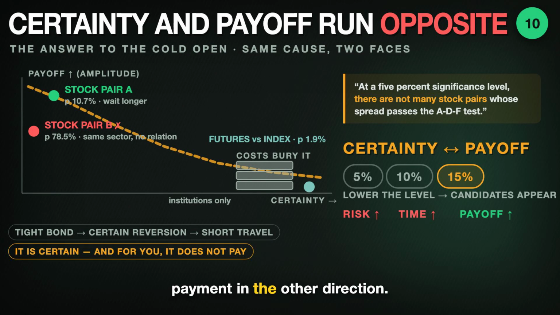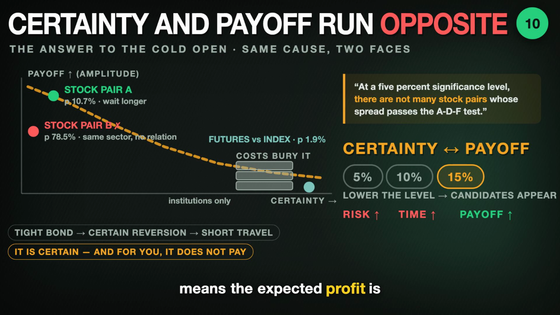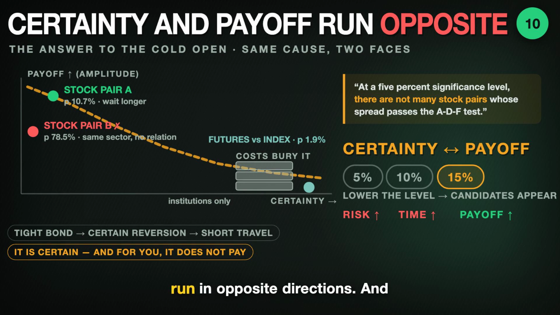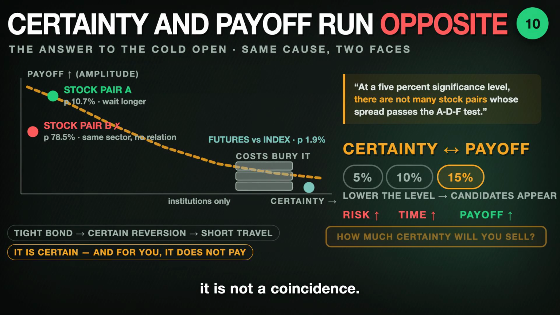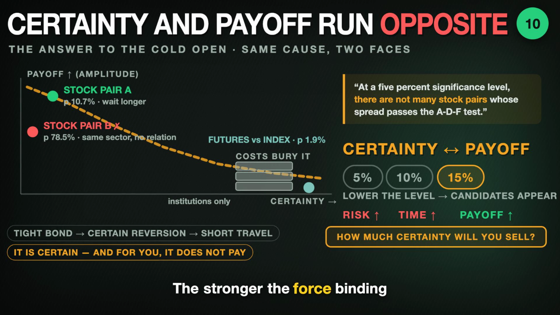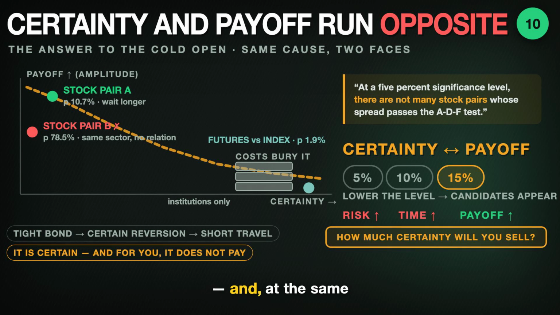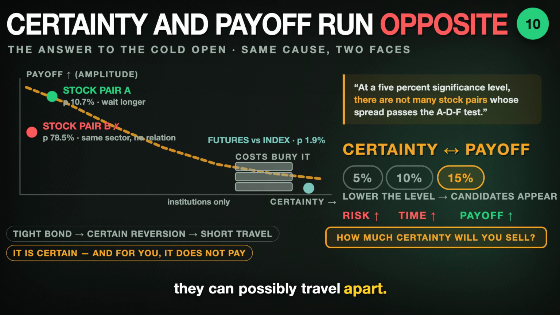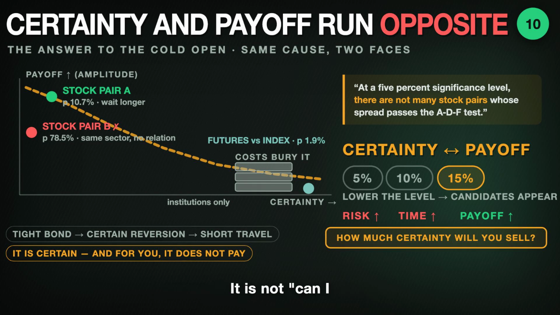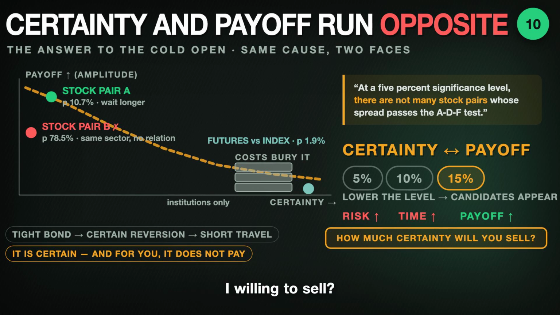And there is a payment in the other direction. The amplitude is larger, which means the expected profit is larger. That is the core of today. Certainty and payoff run in opposite directions, and it is not a coincidence. The stronger the force binding two stocks together, the more certain the mean reversion becomes, and at the same time, the shorter the distance they can possibly travel apart. Two faces of the same cause. So the question changes. It is not, can I find a certain pair? It is, how much certainty am I willing to sell?